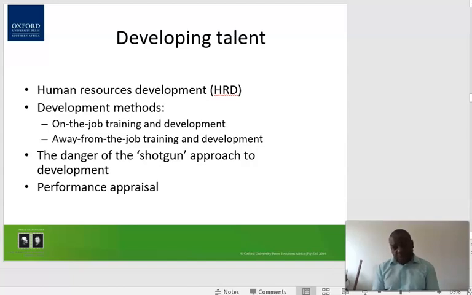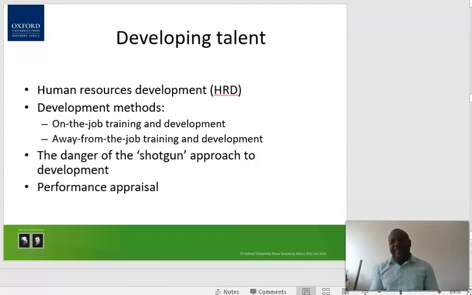With the shotgun approach, the general assumption is that if a certain training or development program is important for one employee in the organization, then it must be good for everyone. That's why there is a danger to the shotgun approach to development. Because people are generally different, they have different competencies, they require different skills to perform different tasks. So we cannot really assume that once we realize that someone is not able to type in an organization, we must take everyone to a typing course.